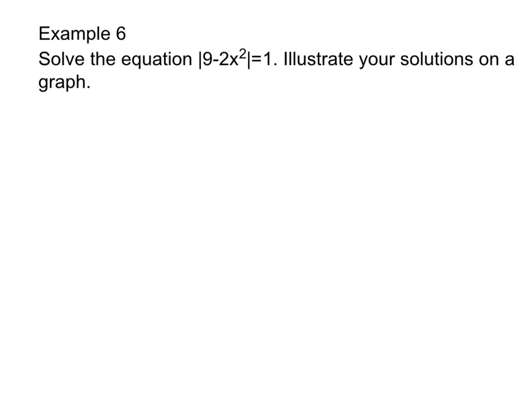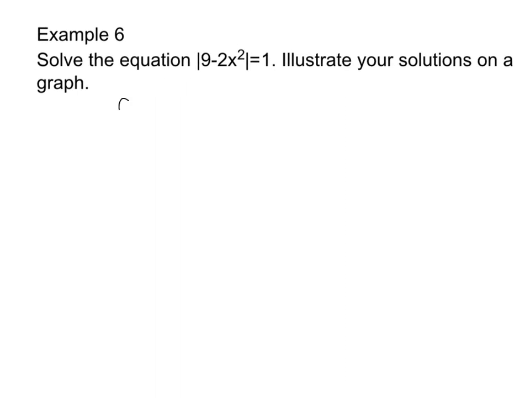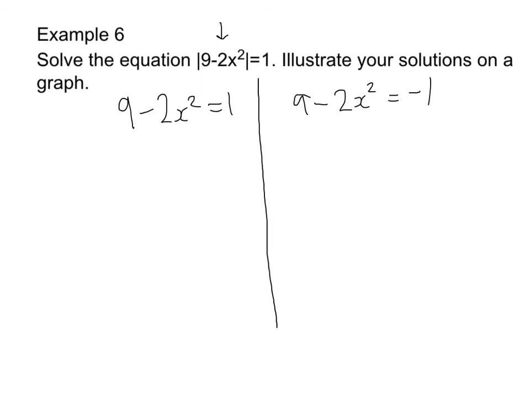We're now going to look at an alternative technique to finding the solutions, and you can choose which of these you prefer. If we're asked to solve this equation and then illustrate our solutions on the graph, we're going to look at the fact that 9 minus 2x squared, the bit inside the modulus, is either going to be 1 or negative 1, because the modulus of 1 is 1 and the modulus of negative 1 is also 1.